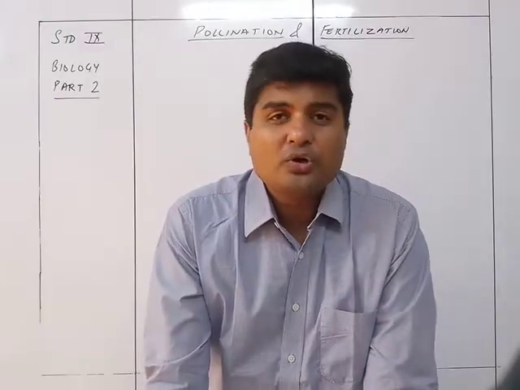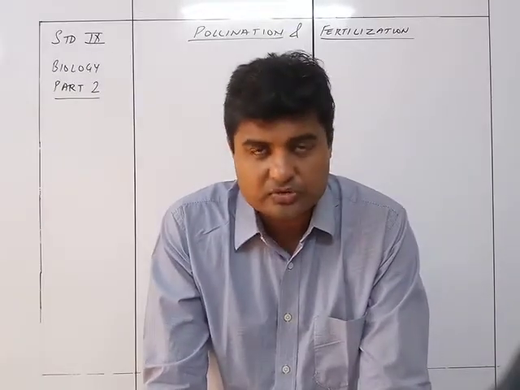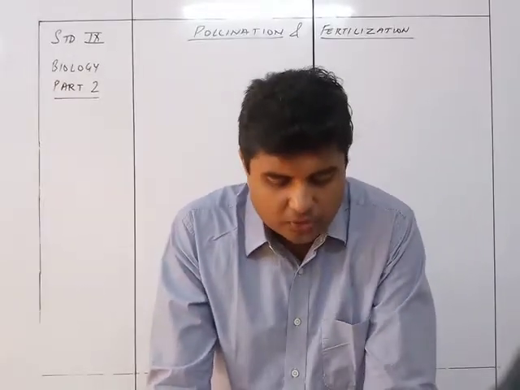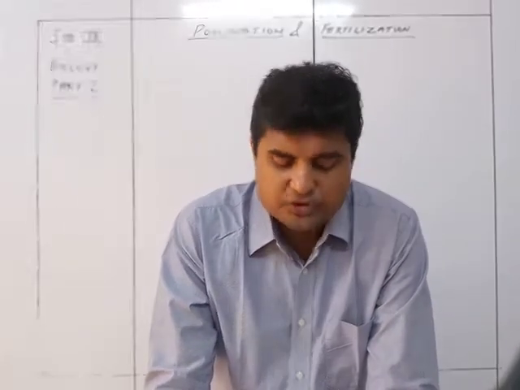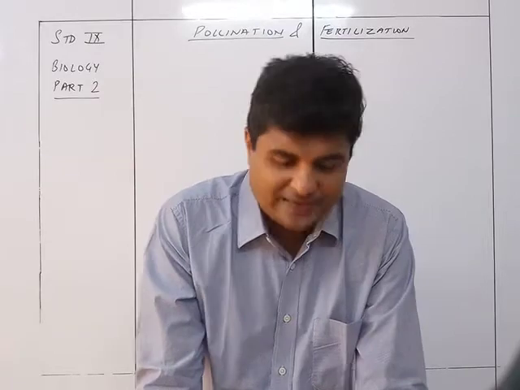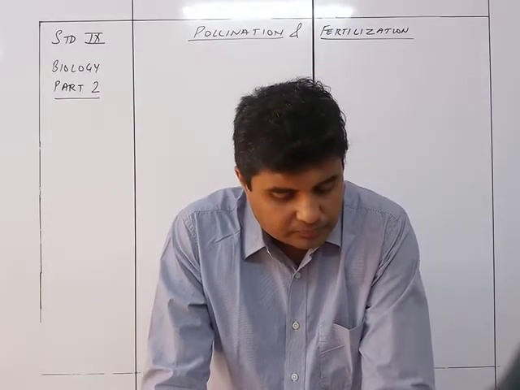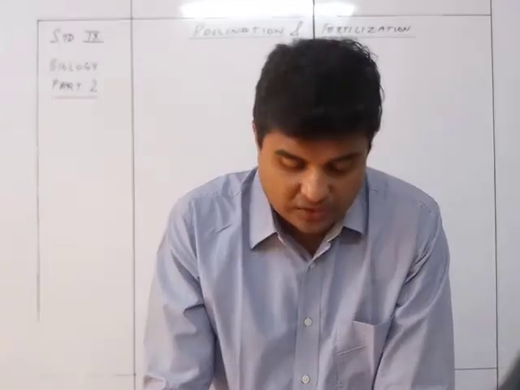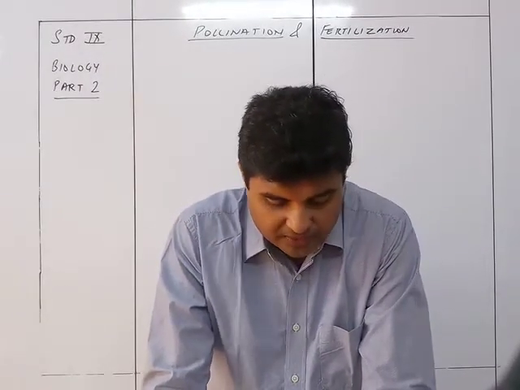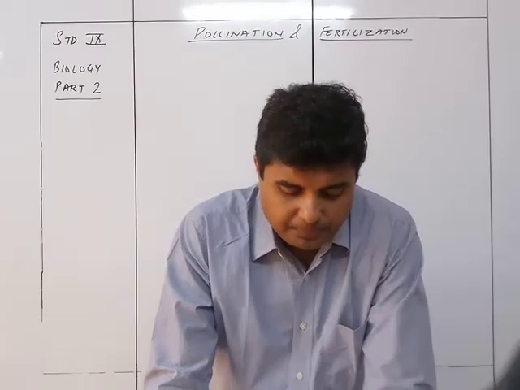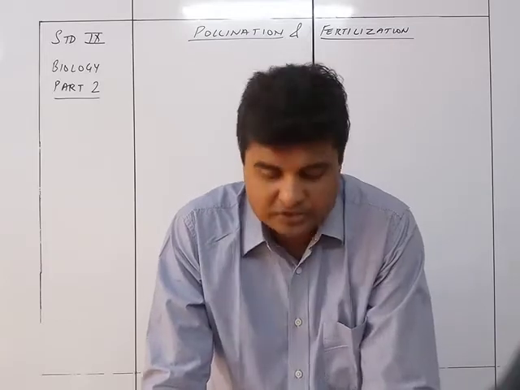So protandry means first the androecium, and protogyny means first the gynoecium. In this case the stigma matures earlier, that is protogyny. Proto means first, gyne means female. For example, custard apple, peepal. In either case, cross-pollination is the only possibility.